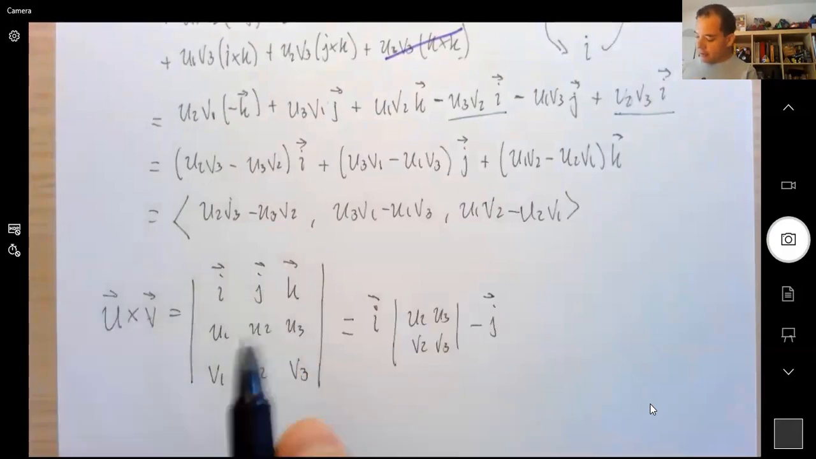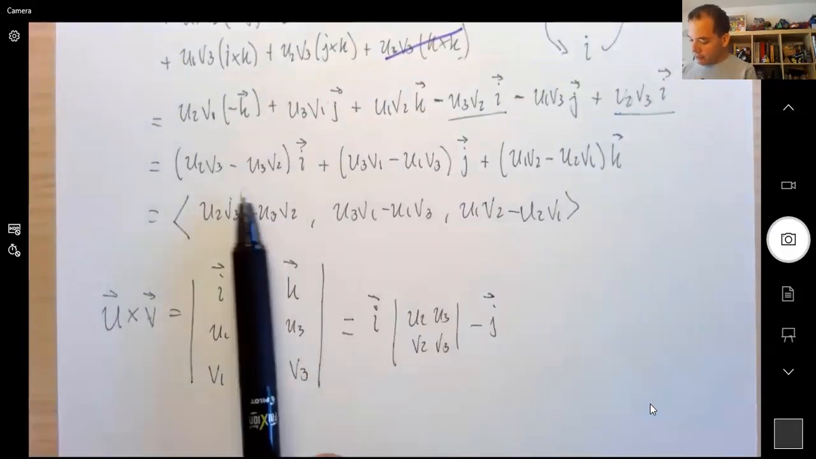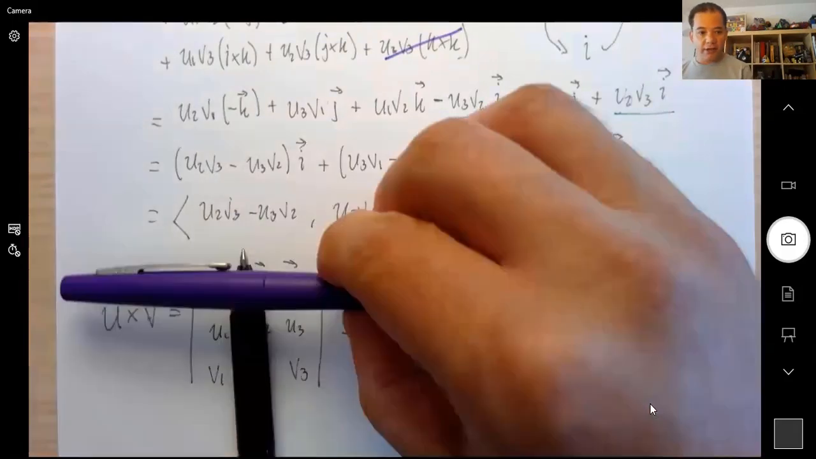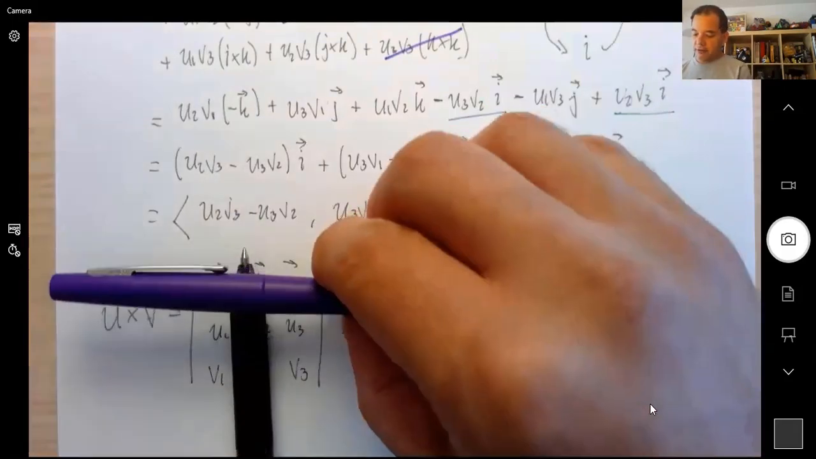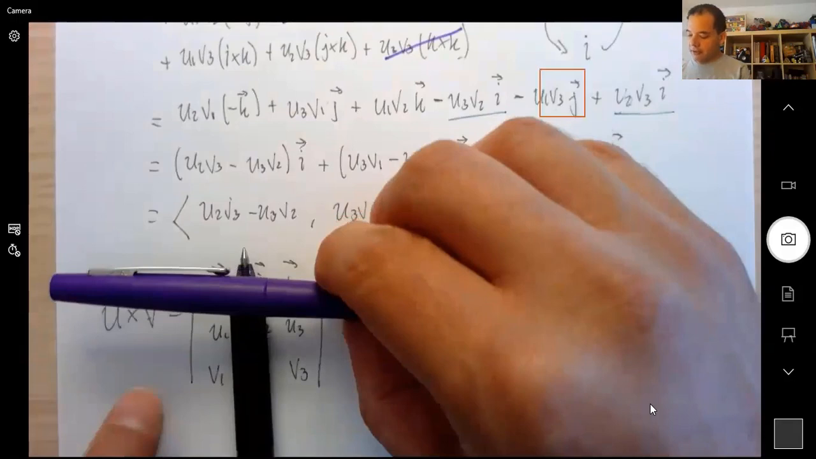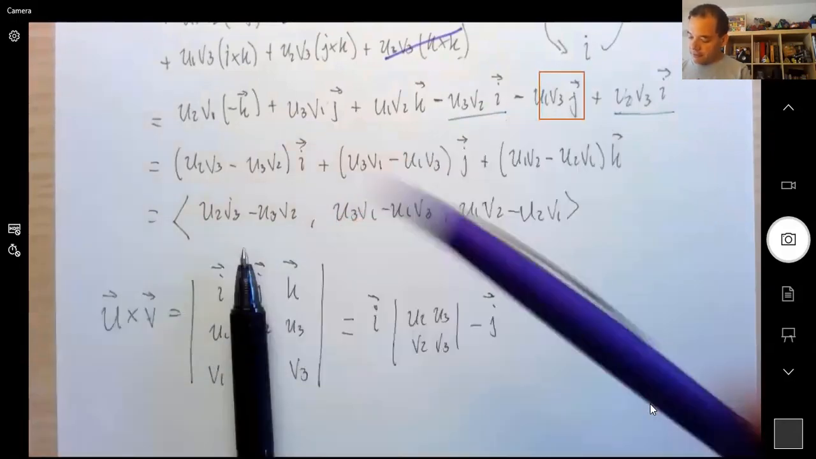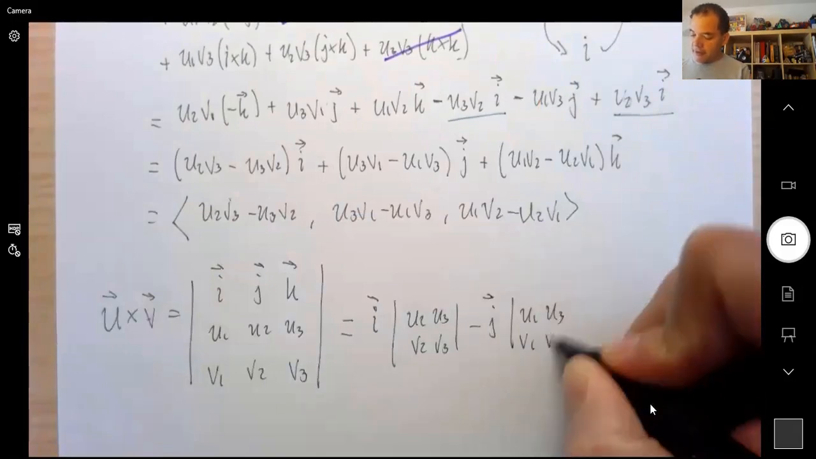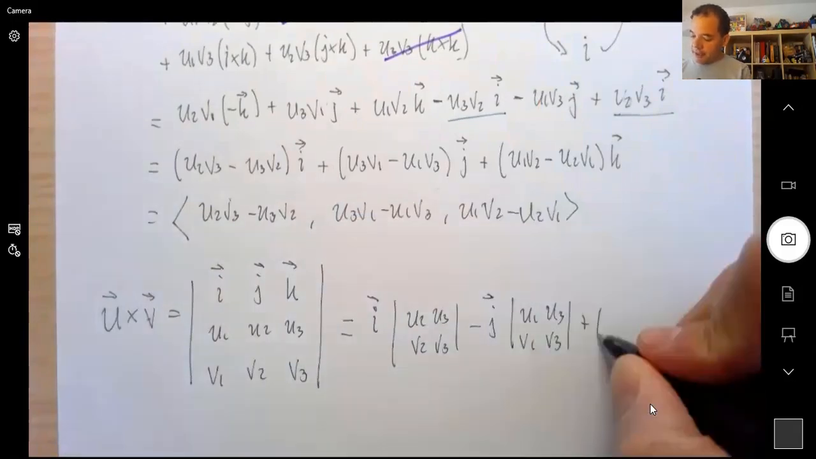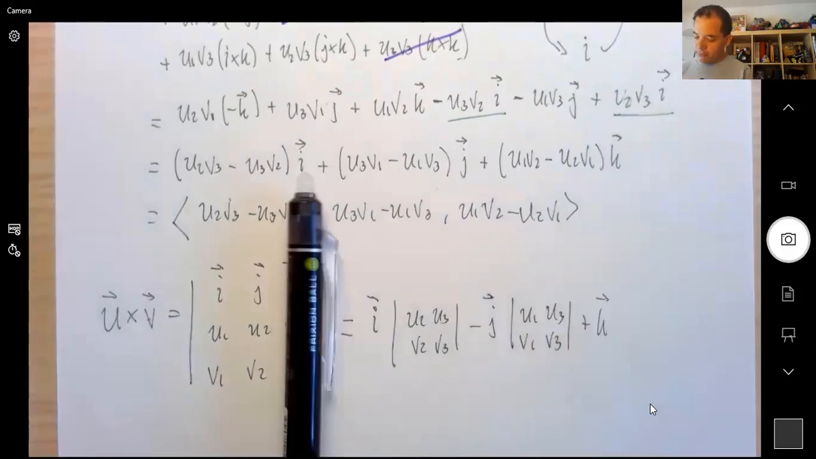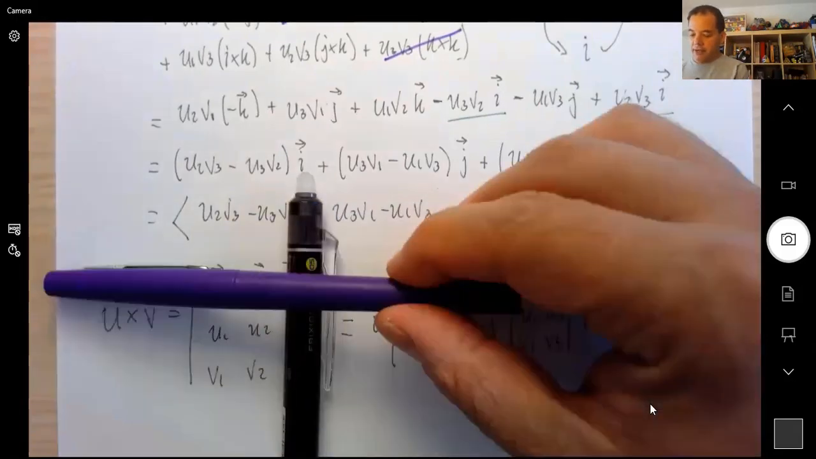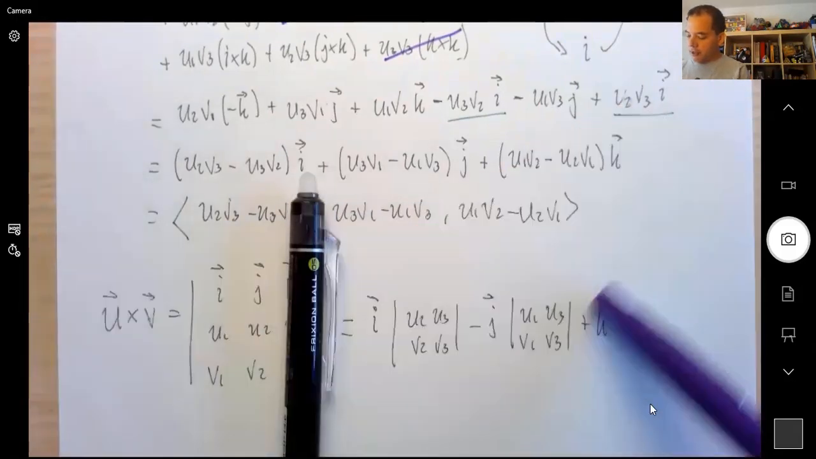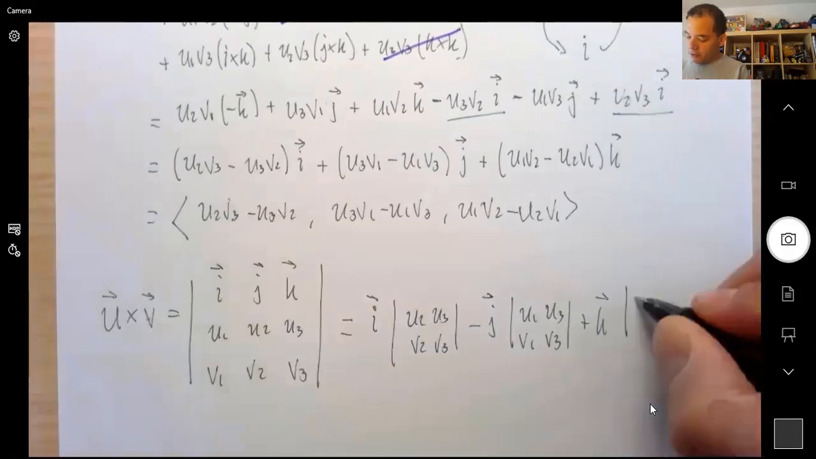You go to the J, and then for the J, you cover the J column and you cover the row that you are, and whatever remains, this U1, U3, V1, V3, that's what you put here. So this is U1, U3, V1, V3. Is that clear? Then with the K, you cover the column, you cover the row, and whatever remains, that's the little one you're going to put here. So it will be U1, U2, V1, V2.